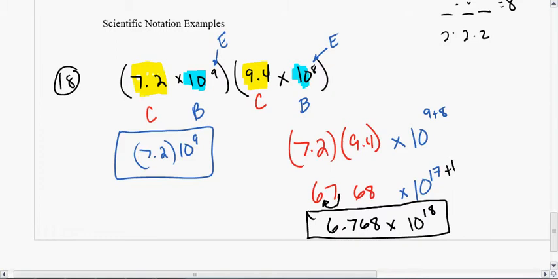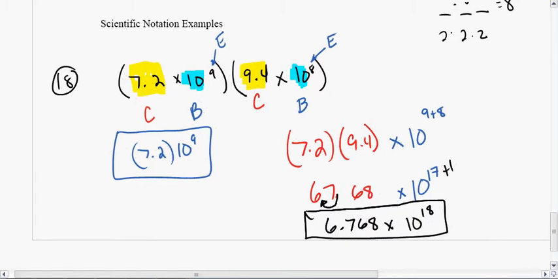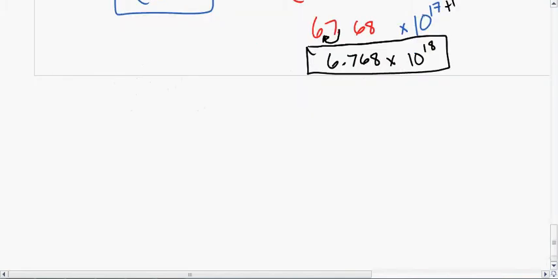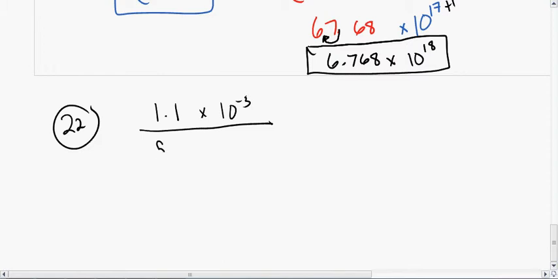All right, let's try a division problem. I'm going to do number 22. So number 22 has me dividing 1.1 times 10 to the negative 3 by 5.5 times 10 to the negative 8. And once again, I have coefficients here, 1.1 and 5.5. I'm going to divide those, and I have like bases. They're both 10s, so I'll subtract the exponents.